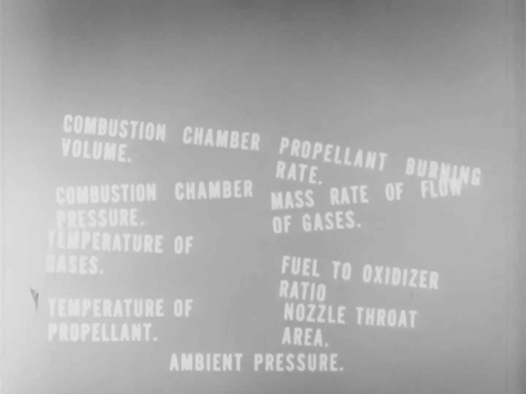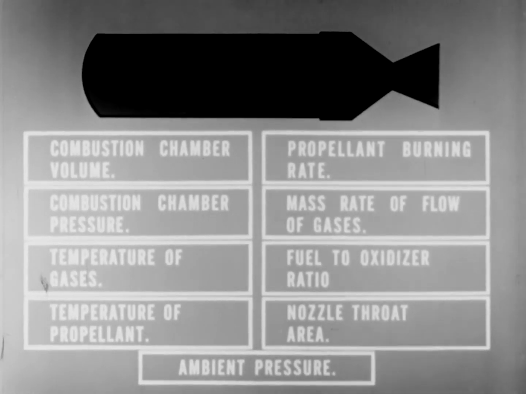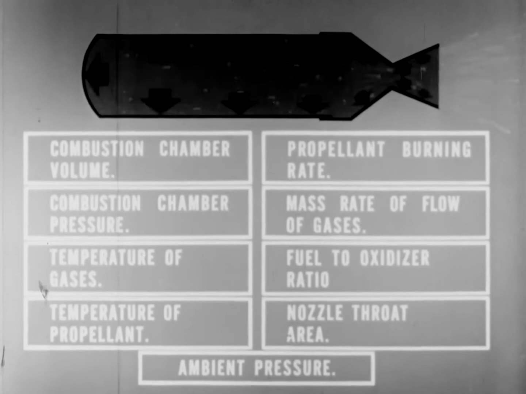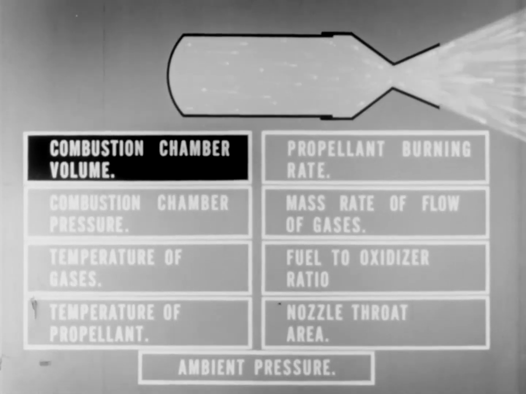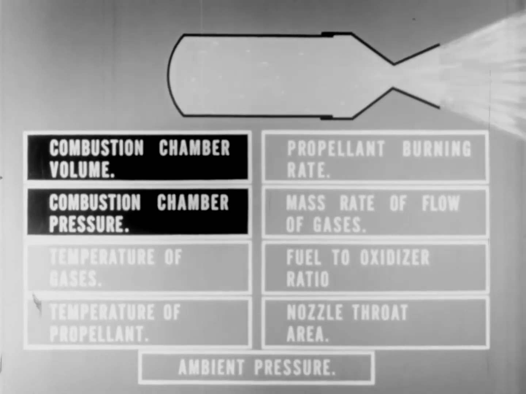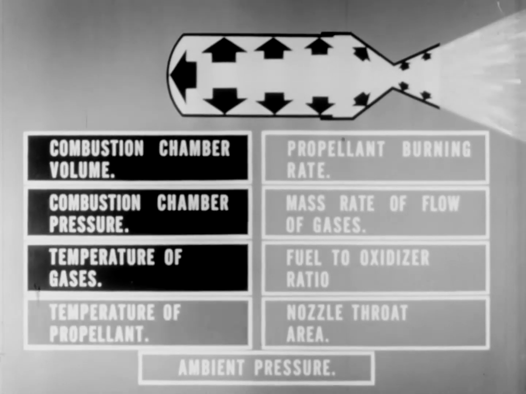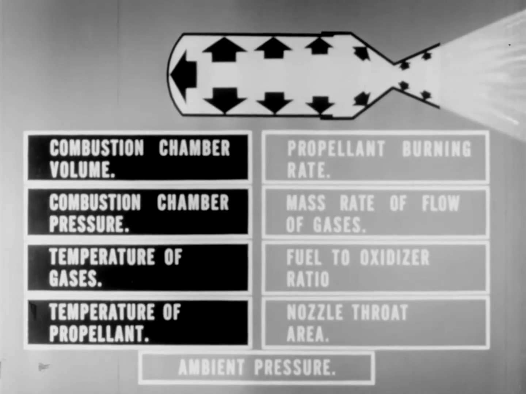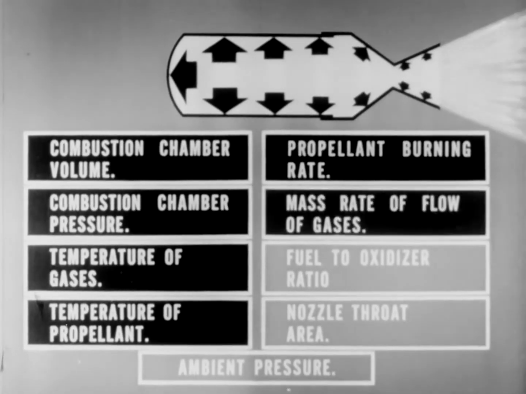Now, there are many other factors which also affect thrust. It doesn't make any difference in what order they're listed, because they are so interrelated that it's almost impossible to speak of one without mentioning the other. Let's start with combustion chamber volume. Any change in the volume will increase or decrease the combustion chamber pressure. An increase of combustion chamber pressure will increase the temperature of gases, the temperature of the propellant, and increase the propellant burning rate. All of these will, of course, have an effect on the mass rate of flow of gases.